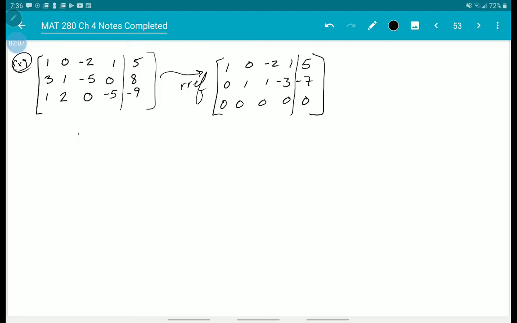so this is saying x1 is equal to 2x3 minus x4 plus 5. x2 is equal to negative x3 plus 3x4 minus 7. And x3 and x4 are free.